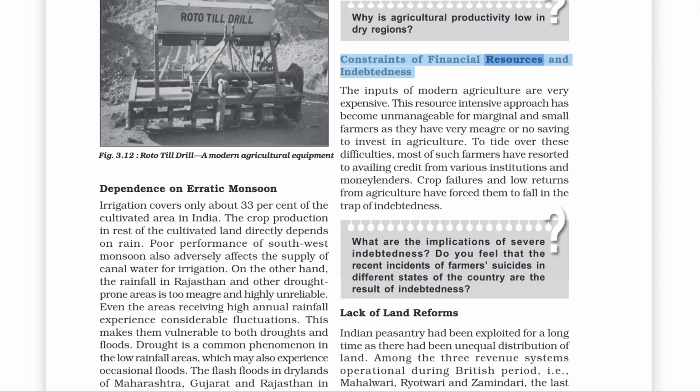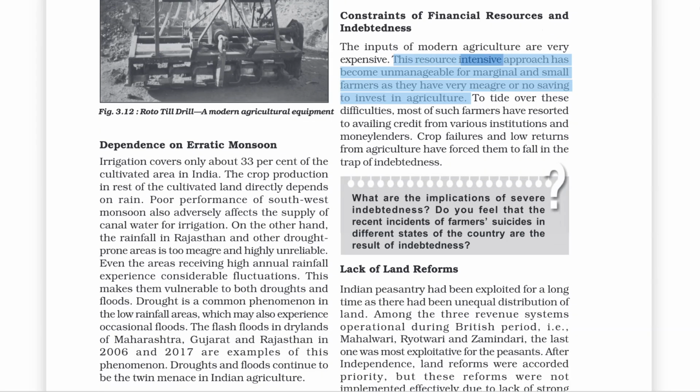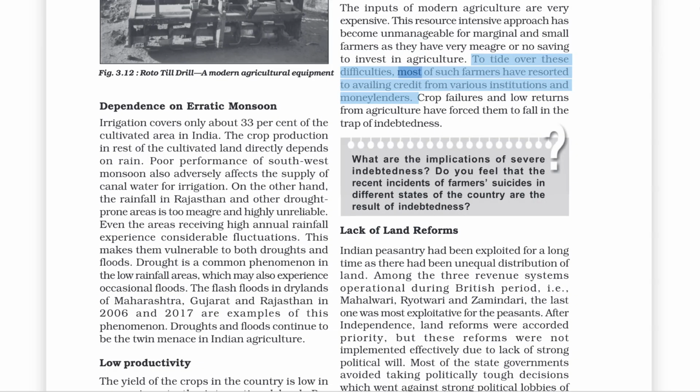Constraints of financial resources and indebtedness. The inputs of modern agriculture are very expensive. This resource-intensive approach has become unmanageable for marginal and small farmers as they have very meager or no saving to invest in agriculture. To tide over these difficulties, most of such farmers have resorted to availing credit from various institutions and moneylenders.